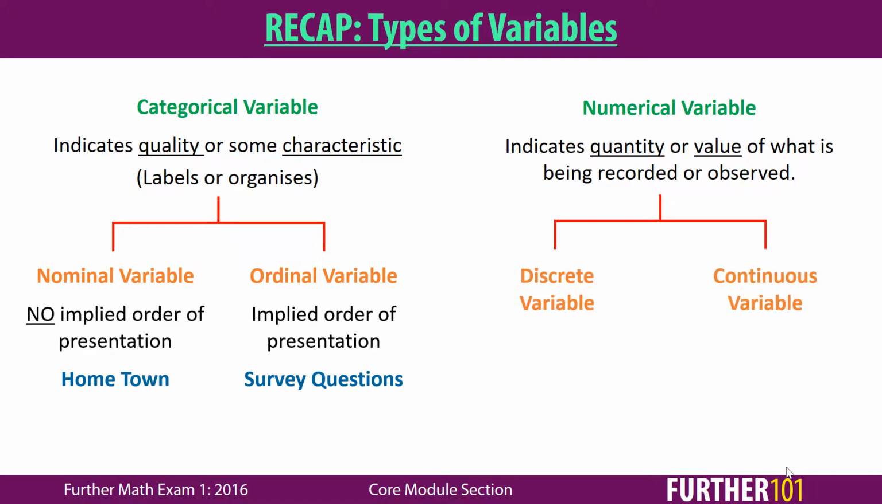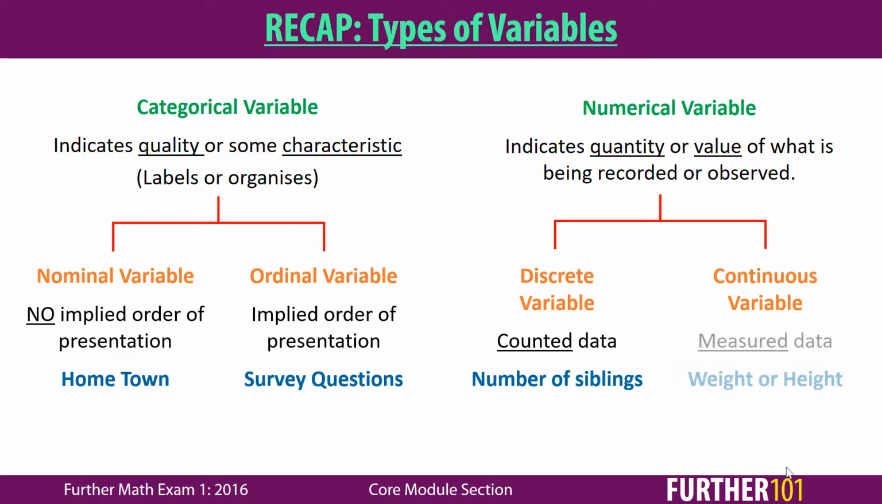If the numerical data is typically collected by counting how much there is of something, the variable is defined as discrete. A clear example is the number of siblings in a family. However, if the numerical data is typically collected by measuring the value, the variable is defined as a continuous variable. Some examples include a person's height or weight.